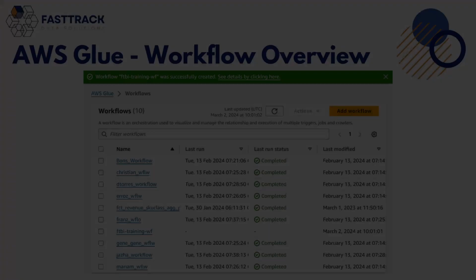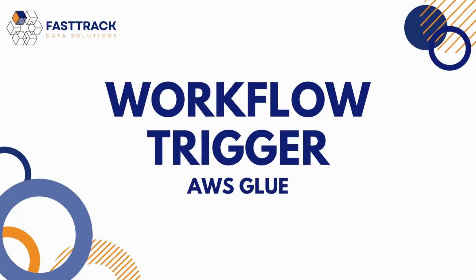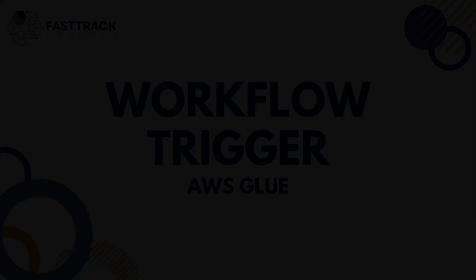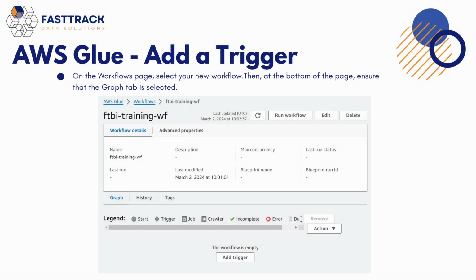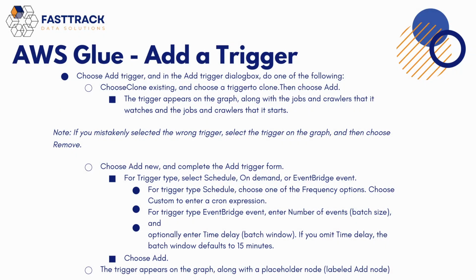Moving on to Workflow Triggers. On the Workflows page, select your new workflow. Then, at the bottom of the page, ensure that the Graph tab is selected. Choose Add Trigger to create a new trigger. Clone existing to reuse a trigger, or add new to create one from scratch. If you select the wrong trigger, choose it on the graph and click Remove.